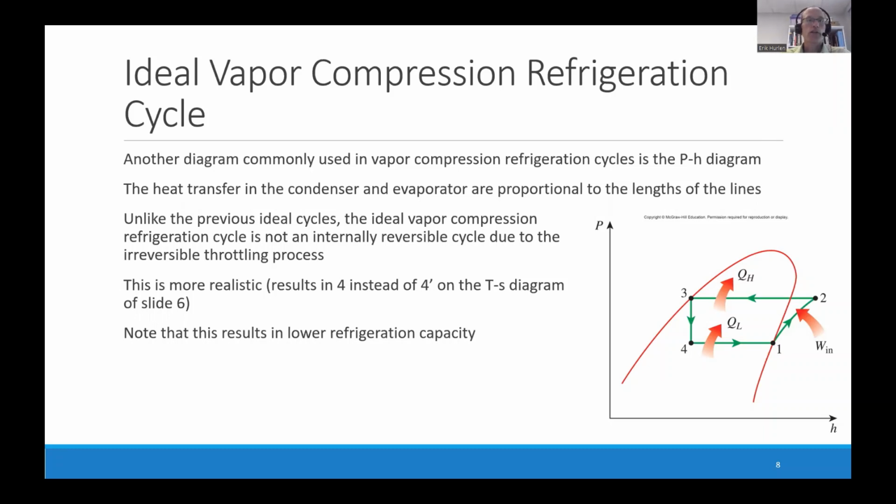Unlike all the other cycles we have analyzed in the past few videos, this one does not have 4 internally reversible processes. This ideal vapor compression refrigeration cycle has only 3. This is because the throttling process is actually irreversible. This changes the TS diagram we saw a couple of minutes ago.